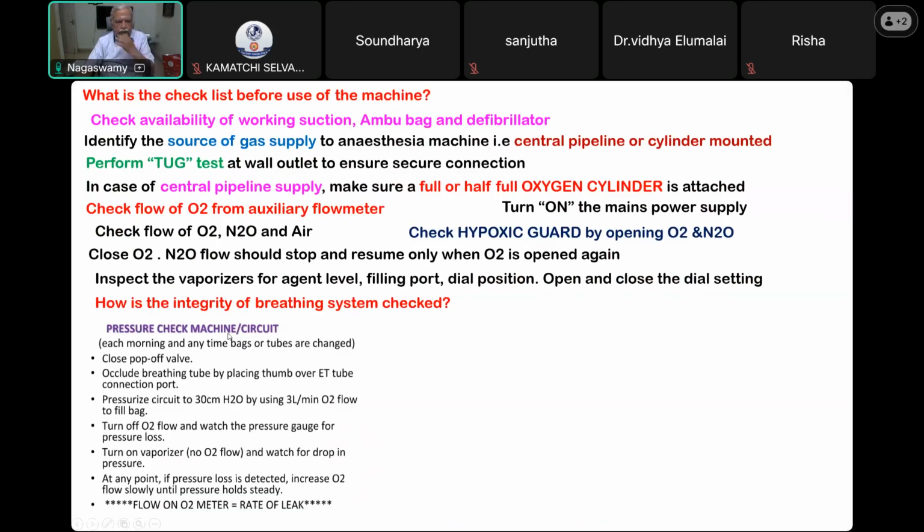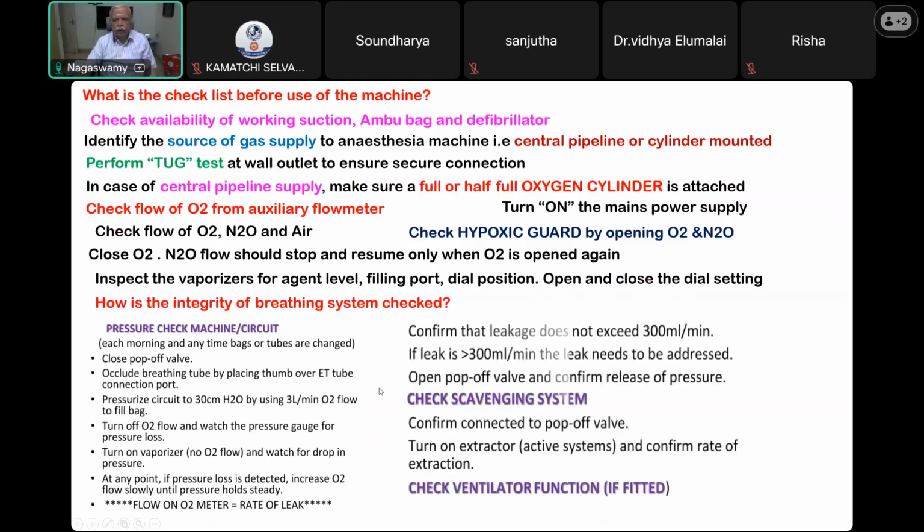This is called the pressure check of the machine circuit. And confirm that the leak does not exceed 300 ml per minute, and if the leak is more than 300 ml, it needs to be corrected. Then open pop-off valve and confirm release of pressure. Check scavenging system. Confirm connected to pop-off valve. Turn on extractor. Confirm scavenging system function. And check ventilator function if fitted.